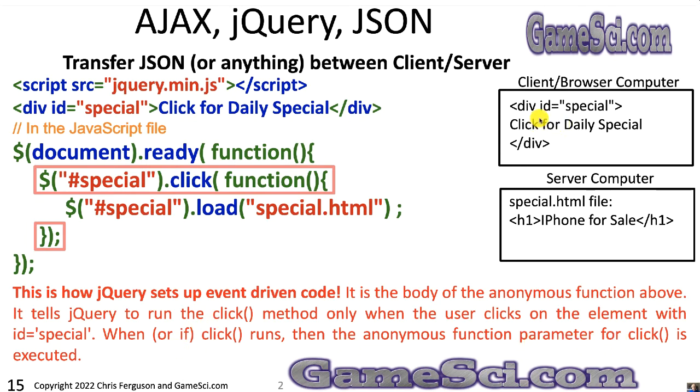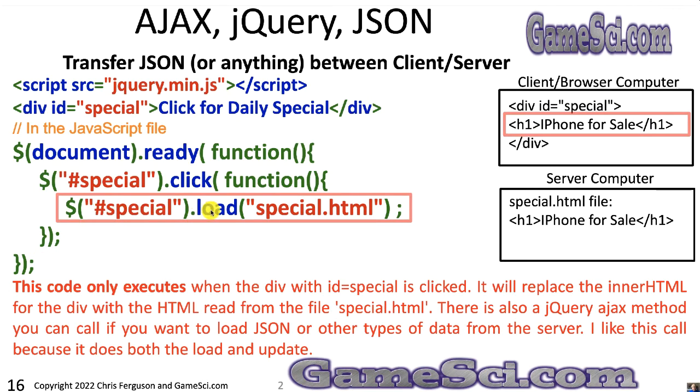So I'm over here on my browser and I click on the daily special. That's when this code will run. Not before, not after. If I never click here, this never runs. If I click here 3 times, this will run 3 times. That's event-driven code.